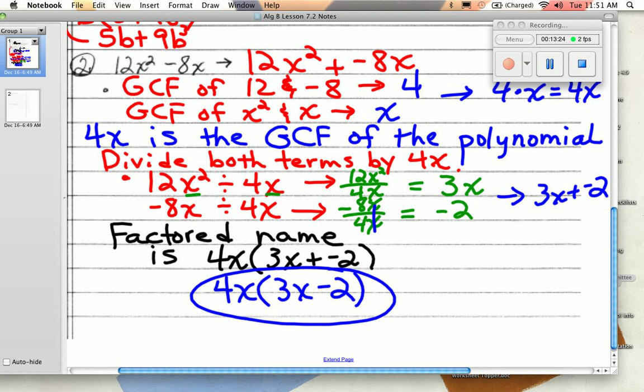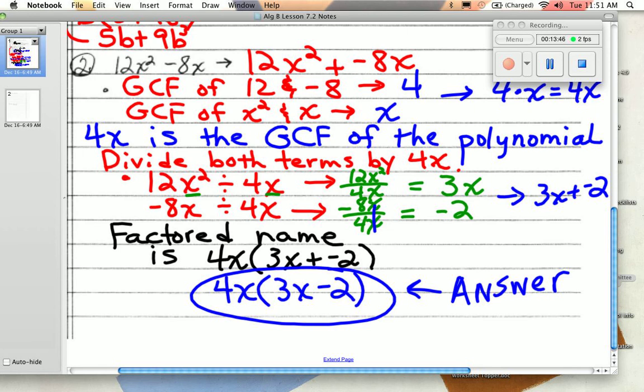I got 12x squared plus negative 8x. Oh, for the factors, you got the same thing. That's good. Okay, this is really our final answer here. This is the answer when they tell you to factor the polynomial. That's our answer. We have factored it.